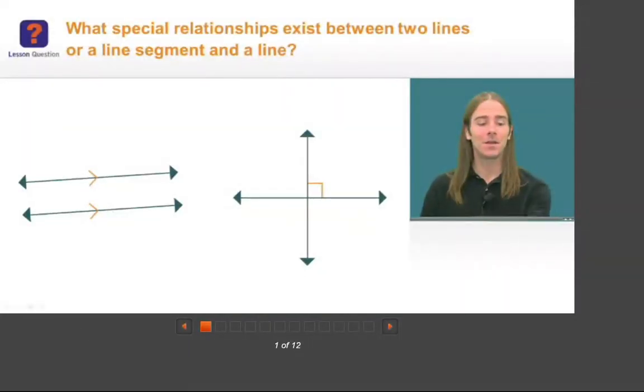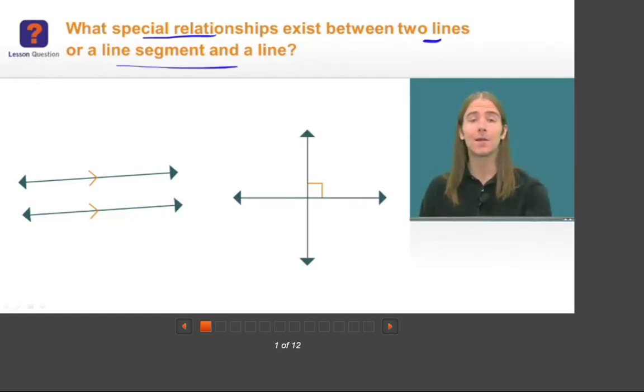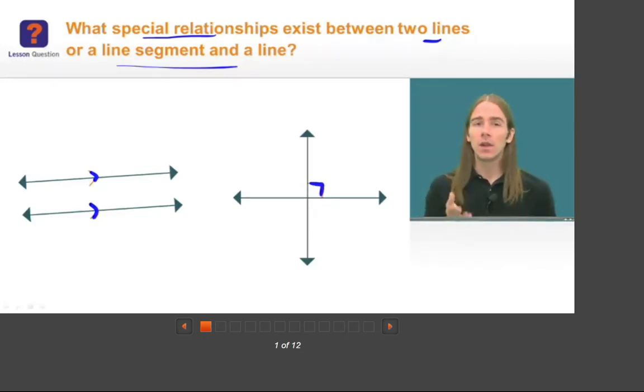In this lesson, we're asking what special relationship exists between two lines or a line segment and a line. We know two of the special relationships. We could have that the lines are parallel, or we could have that the lines are perpendicular. In the next part of this lesson, we're going to take a look at the relationship that exists between the distance that you can measure between a line and a point that is not on the line.